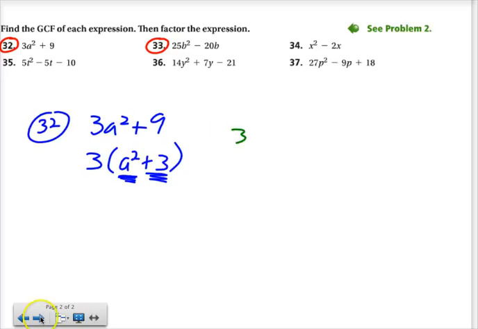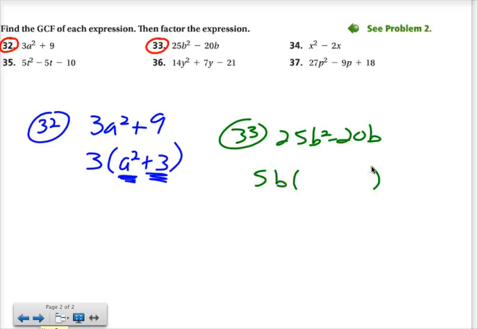So number 33 is 25b squared minus 20b. And even as I'm writing it down and saying it, you notice, hey, there's a b in both of those, so we should take that out. And then 25 and 20, 5 is a factor of both of those. So again, you either think backwards or you divide, whatever works for you.